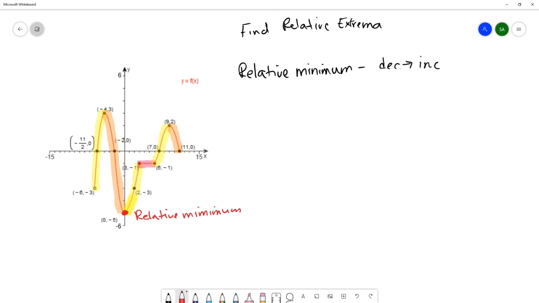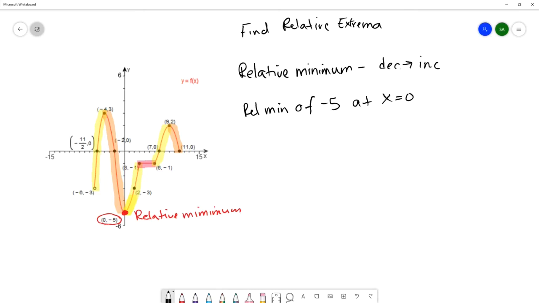So that ordered pair is 0, -5. So we can say that this function has a relative minimum of -5, that's the y value, and it occurs at x equals 0. So this function has a relative minimum of -5 at x equals 0.